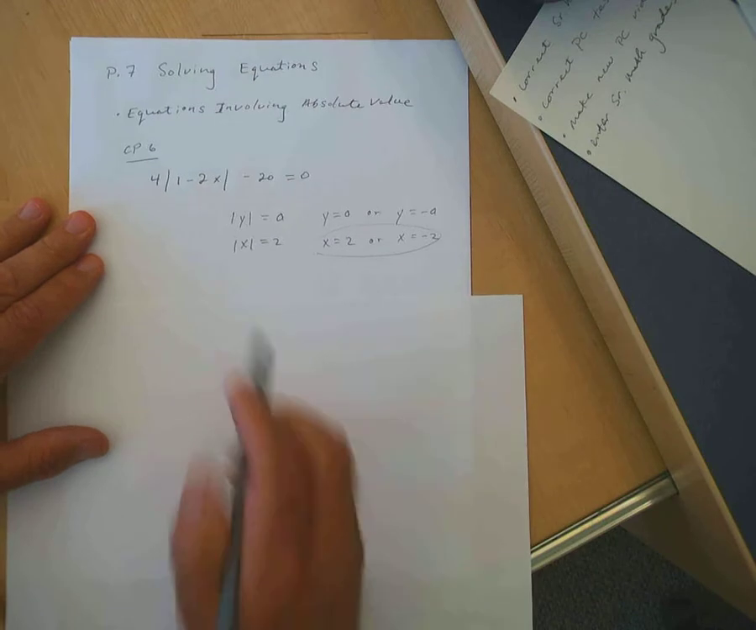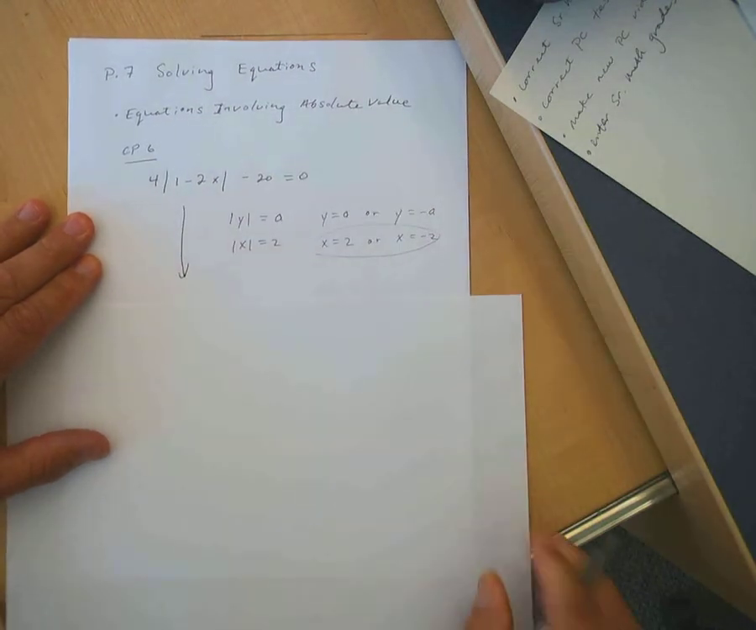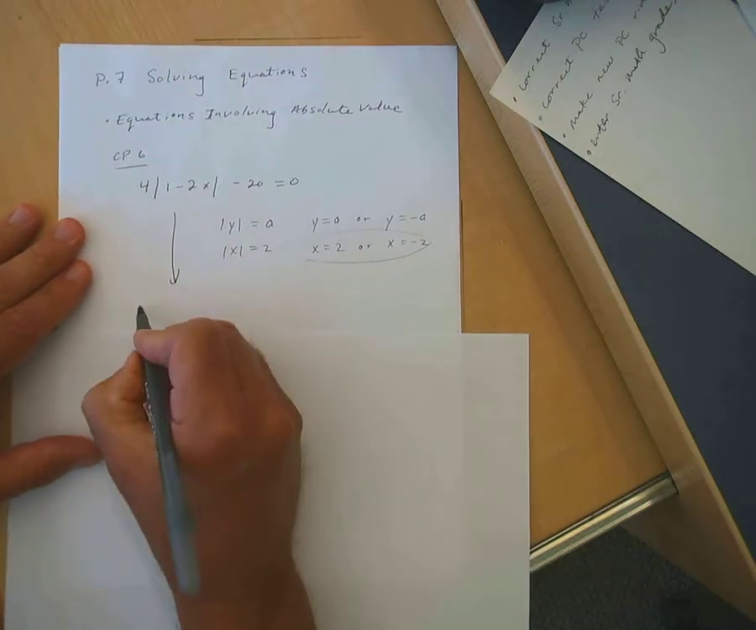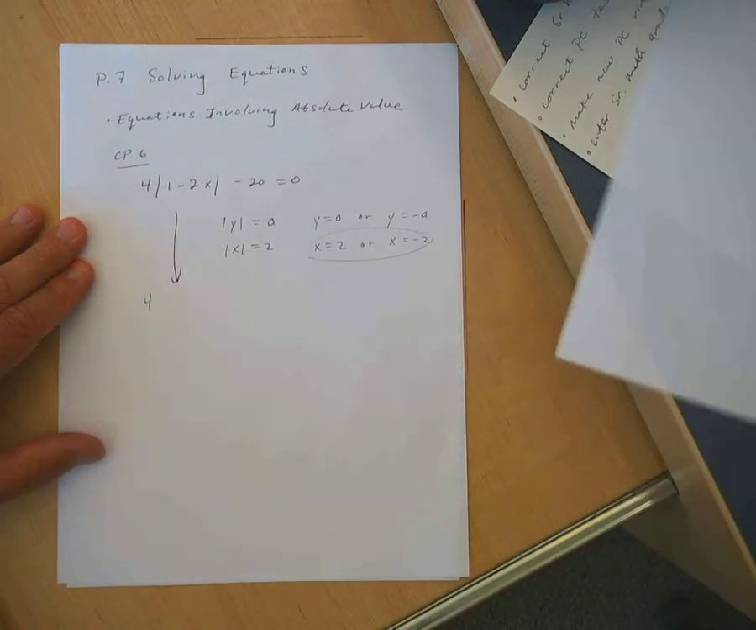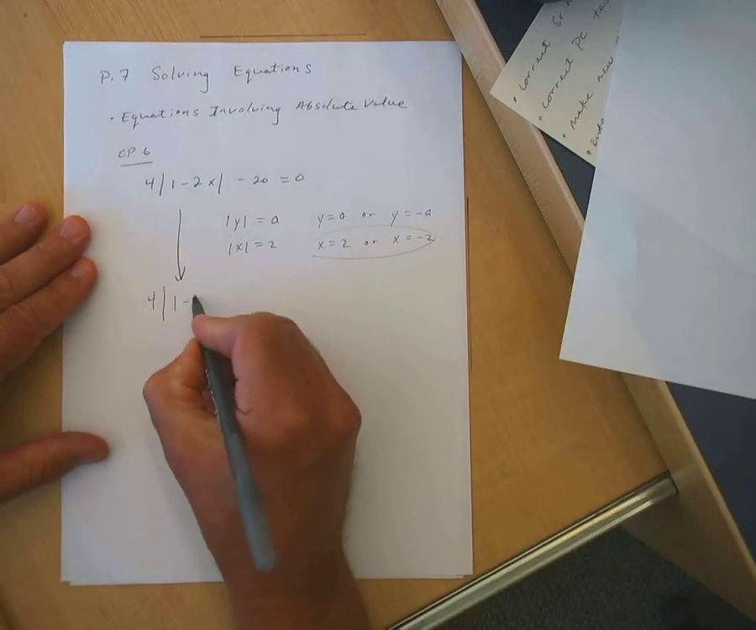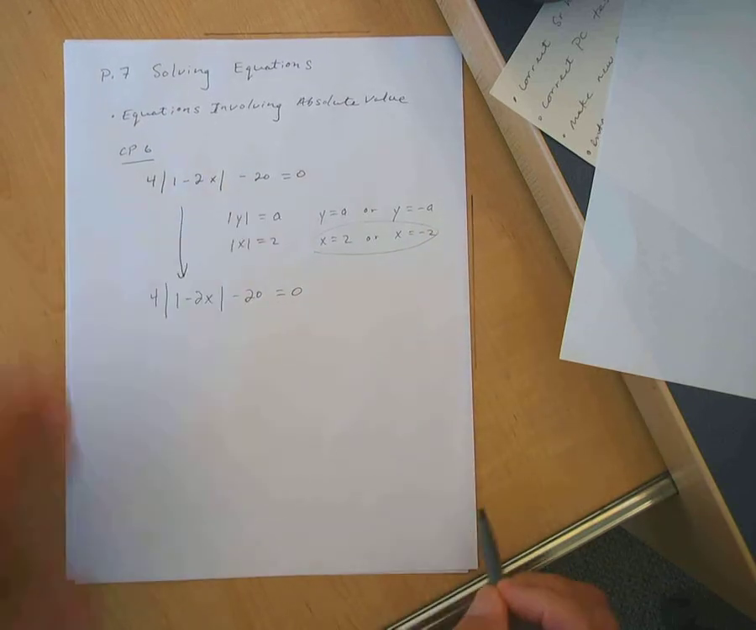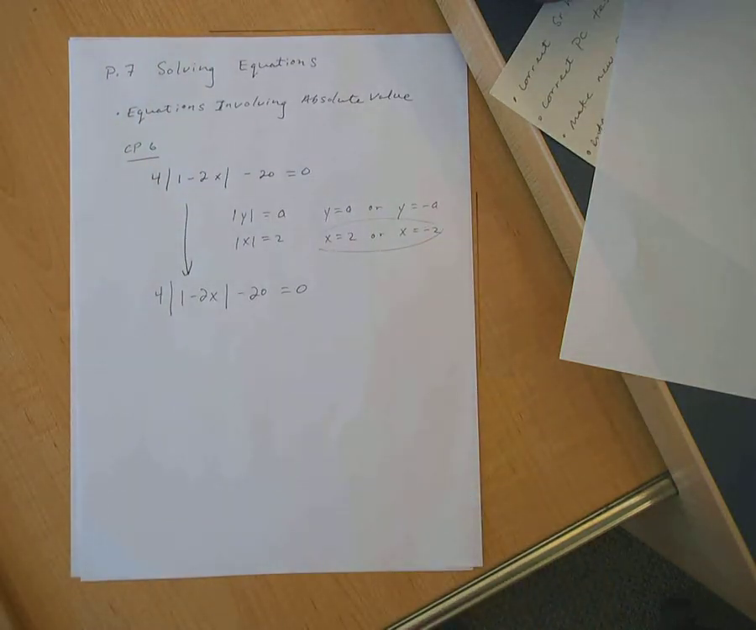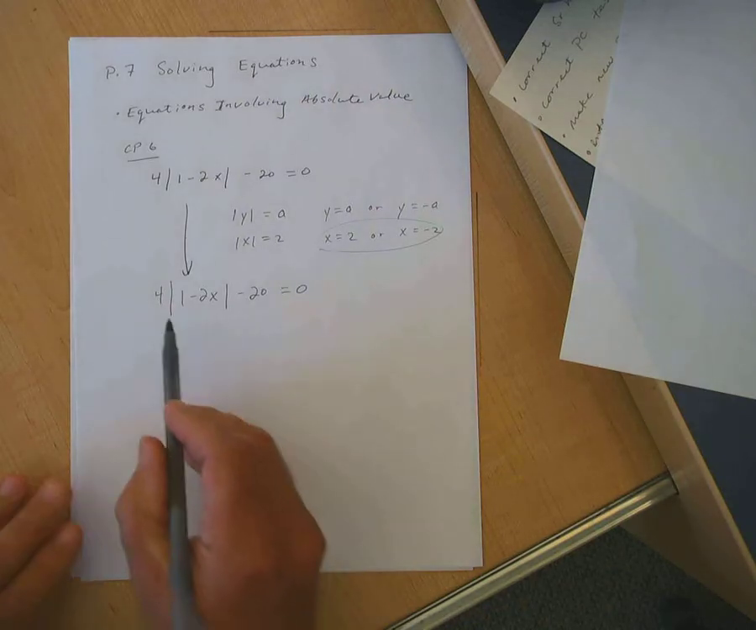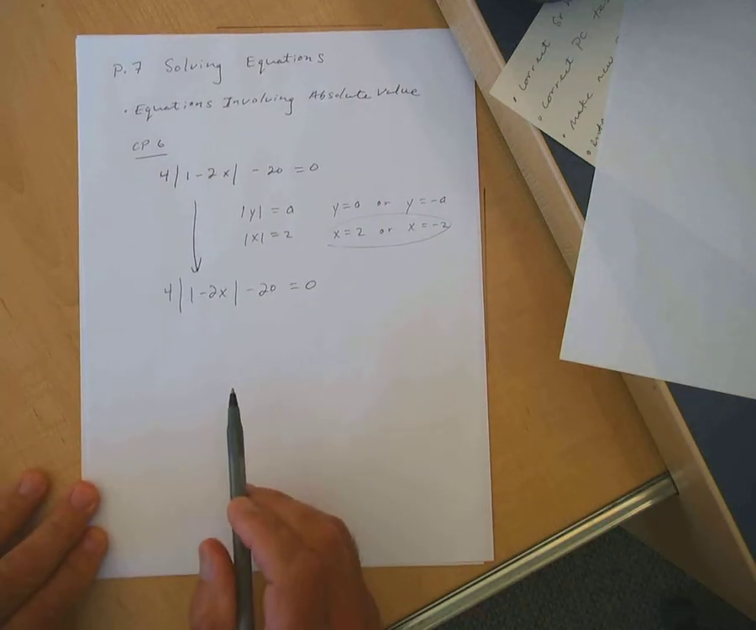So I'm going to rewrite the equation down here and then work it through. 4 times the absolute value of 1 minus 2x, minus 20 equals 0. I'd like to get it in the form where I have absolute value of something on one side of the equation and then a number, or an expression, on the other. So let's try to get the absolute value part all by itself.